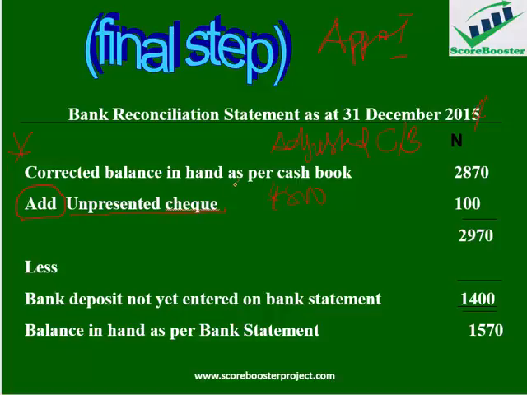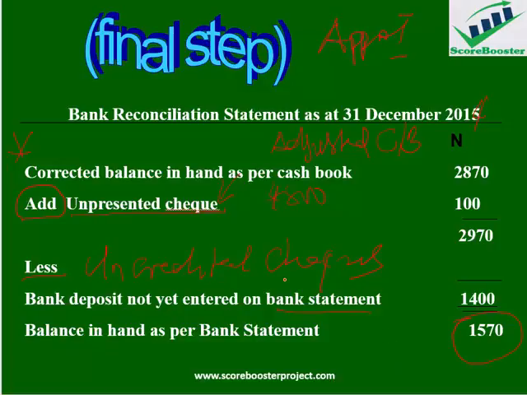Where do you get this one? From your cash book, you add it originally. Add it by the money, you get this one. Then you less uncredited checks. Uncredited checks, that is bank deposit not yet entered into the bank statement. Uncredited, the bank has not credited you, you less it. Then you have balance as per bank statement. Remember, this is a balance as per bank statement.